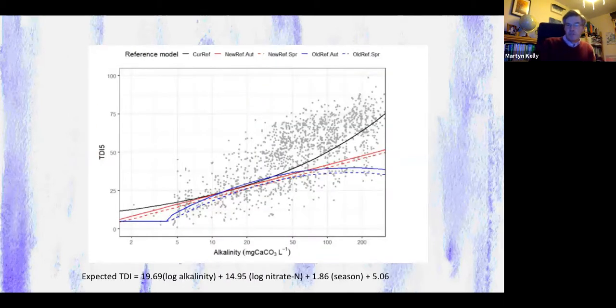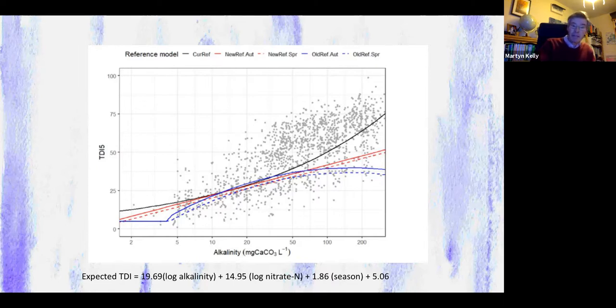So this is a similar graph to last time insofar as we're plotting the TDI against alkalinity. But the difference is this time we're not just looking at the subset of reference sites, we're looking at the entire data set. Now on this graph, we've got three pairs of lines. The blue line is the original reference data set, which I've already introduced you to. The black line is an interim reference model that, the sooner we forget about it, the better. And the red line is the new reference model that we developed.